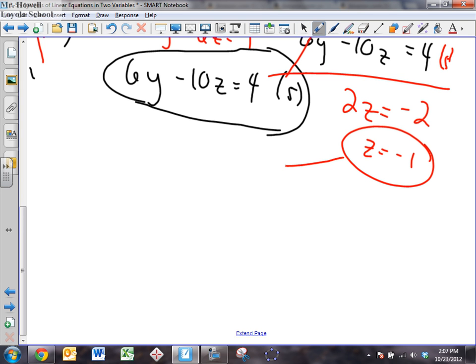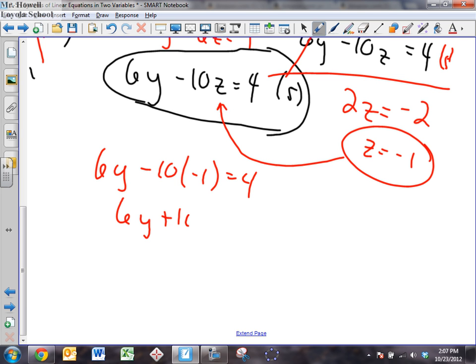But take this, plug it in right here. You get 6y minus 10 times negative 1 equals 4. This is going to be really plus 10. Subtracting 10, we're going to get negative 6 equals 6y. Turns out y is also negative 1. Coincidence, just coincidence. Again, just coincidence that they happen to be the same. So if we get z and y now, then what will we do? Then, in where though? Yeah, into the original equations. So let's go back up to the top.